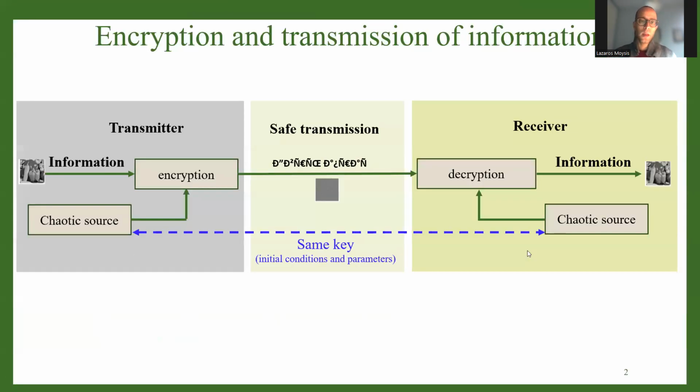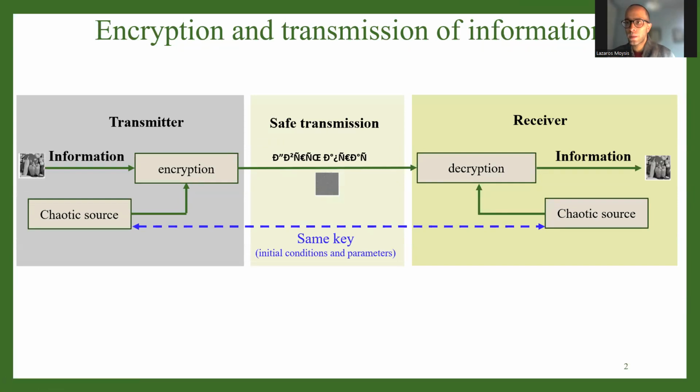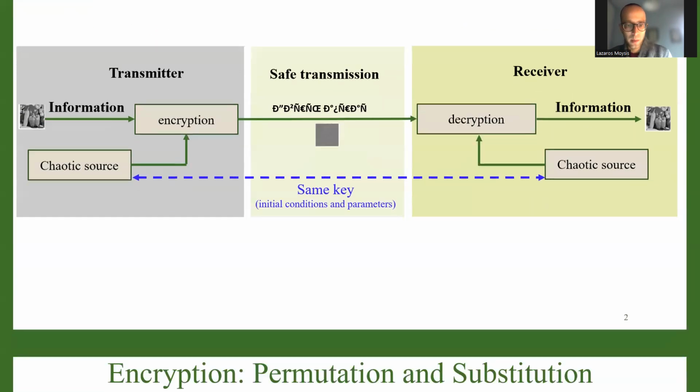Let me remind everybody that we are talking about symmetric encryption here. This means that on the transmitter, we are using a chaotic system to encrypt some sort of information. Let's say it's an image, safely transmitted through a public channel. And then at the receiver end, the receiver should have the same chaotic system with the same configurations, so initial conditions and parameters. And they can reverse the process, decrypt the signal, and obtain the original information signal back. And that's why we're talking about symmetric encryption.